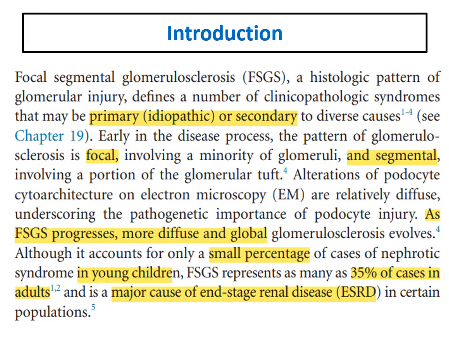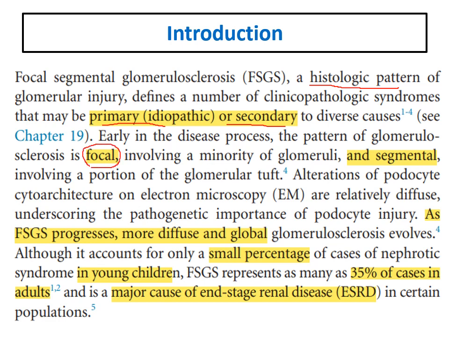Focal segmental glomerulosclerosis is a histological term that describes a certain histology in light microscopy. As with all glomerular diseases, it might be primary or idiopathic, or secondary to various causes. And I can diagnose a patient as having primary FSGS only after exclusion of the secondary causes. What is meant by focal?